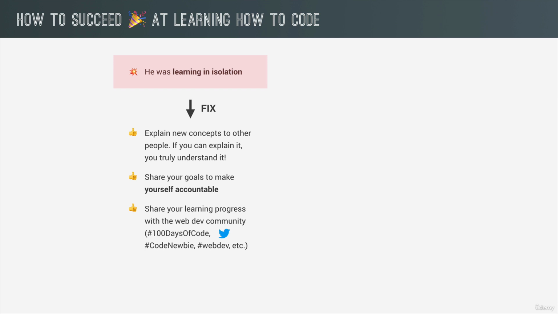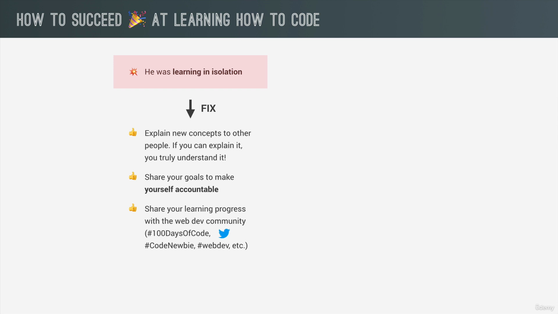Another great technique that many people like is to share your goals publicly, for example on a social network, to make yourself accountable. You can also share your progress on social media to motivate yourself and others. For example, on Twitter, there are some popular hashtags that people use, like hashtag 100 days of code, hashtag code newbie, and hashtag webdev. If you use these, you will get feedback and a boost of motivation from other people that are on the same journey of learning to code. It's a really nice and friendly community, at least on Twitter, which is what I know and use. So for sure, you should try it out.